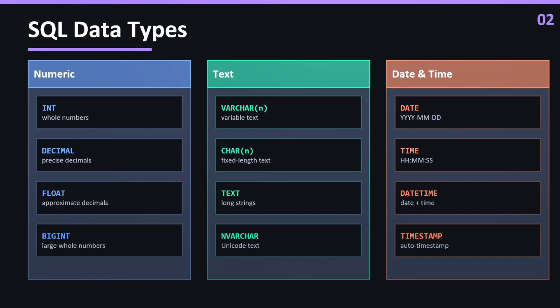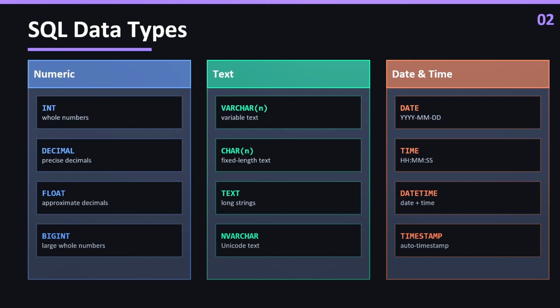Before we create anything, we need to understand SQL data types. These tell the database what kind of information we are storing. There are three main categories: numeric types, text types, and date and time. Let's go with numeric types. Int for whole numbers, decimal for precise decimals, float for approximate decimals, and bigint for large whole numbers.